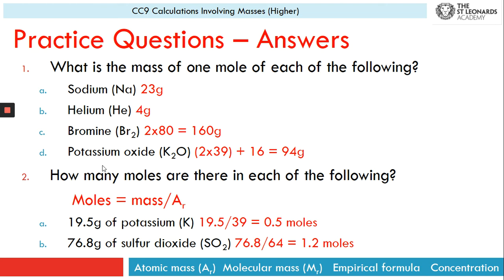Now the second question, we need the formula. Moles equals mass divided by the atomic mass or the relative formula mass. So A, 19.5 grams of potassium. So we do the mass, 19.5, divided by the atomic mass, so divided by 39, which equals 0.5 moles. And B, we've got 76.8 grams of sulfur dioxide. So we do that mass divided by the relative formula mass, which is going to be 64, and that gives us the answer of 1.2 moles.